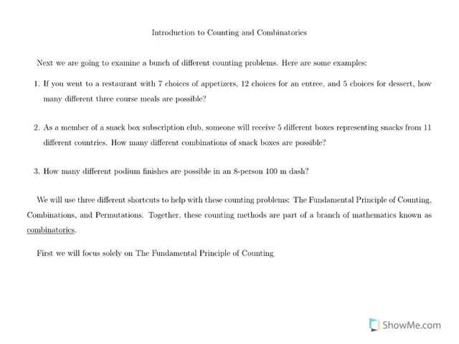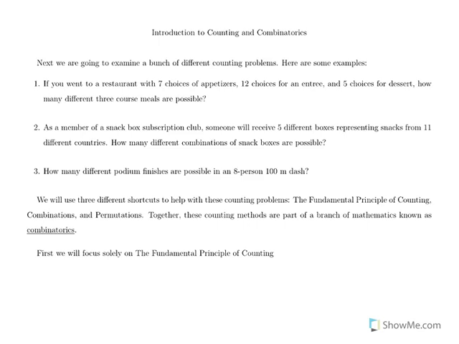The next one says, as a member of a snack box subscription club, someone will receive 5 different boxes representing snacks from 11 different countries. So it'd be like 1 box from each country. How many different combinations of snack boxes are possible? So in that case, there are 11 different countries to choose from, and you receive 5 of those. So how many different sets of 5 are there?